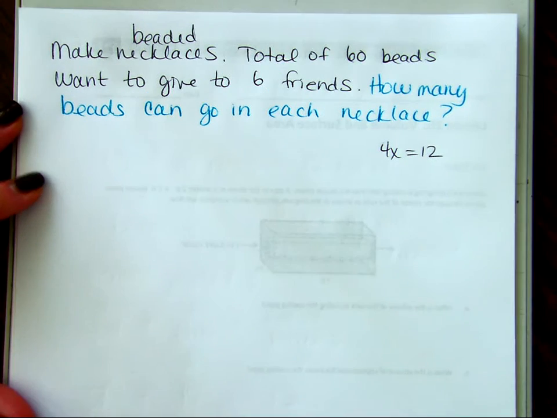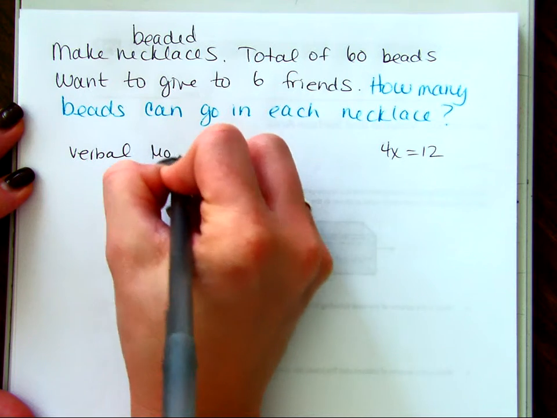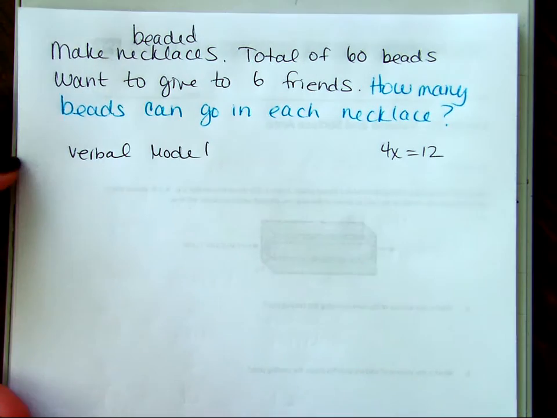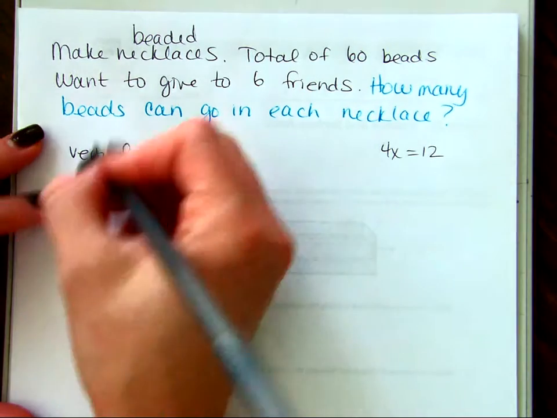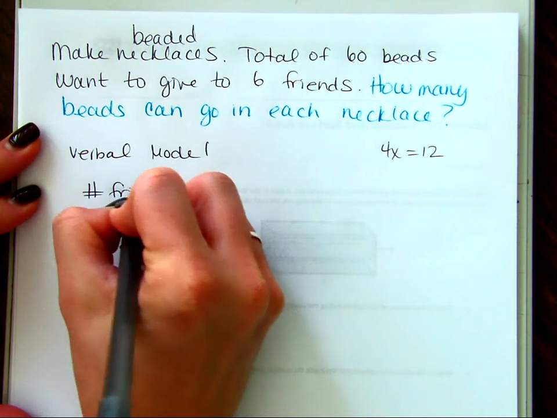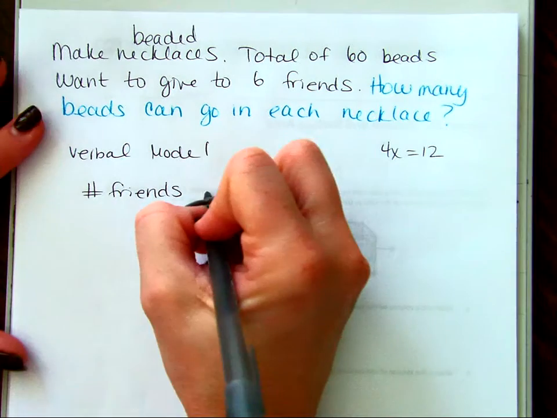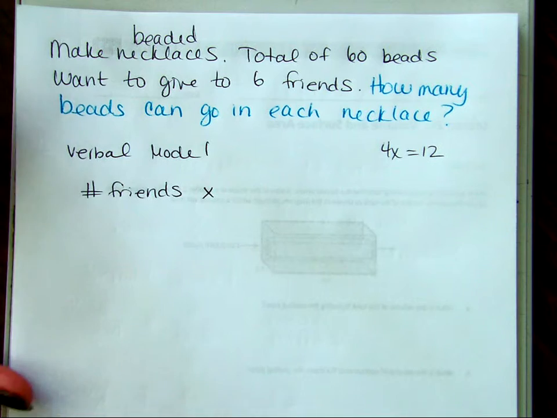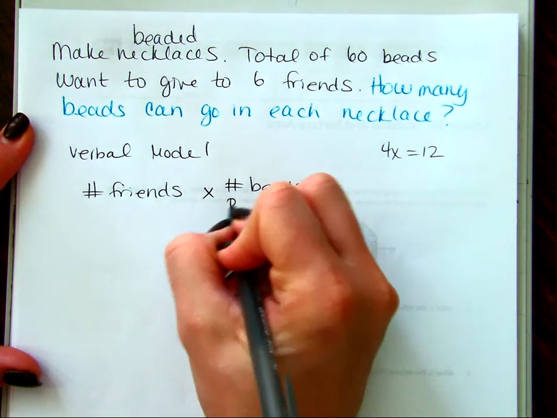And we know multiplication equations look like this, right? 4x equals 12. So our verbal model is going to look like this. You're going to take the number of friends that you want to give them to and multiply those number of friends by the number of beads that you can put in each necklace.